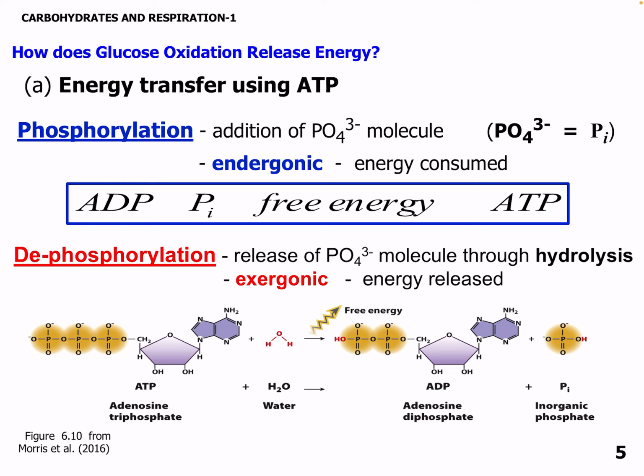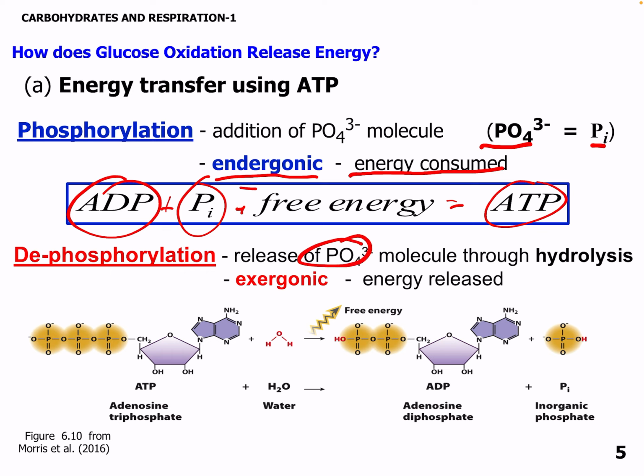So energy transfer using ATP. So as we mentioned, there's a phosphorylation. So there's addition of the phosphate molecule, or the PO4 3-, or Pi, or inorganic phosphate. This is an endergonic reaction, where energy is consumed. So this is to create ATP. So an ADP, which is adenosine diphosphate, plus an inorganic phosphate, plus energy equals ATP.